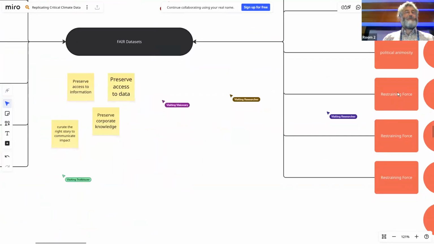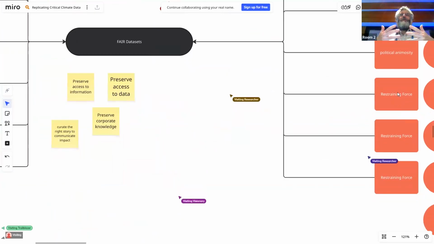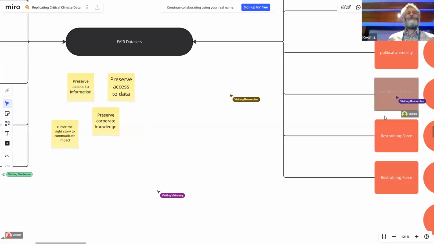So I think that's a restraining force, for us to have these fair data sets: conflict of interest with who we might be turning to. There might be conflicts down the road, like in terms of corporate partners who don't want the data accessible. Yeah, thank you.